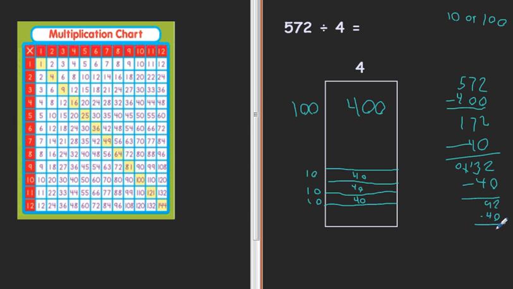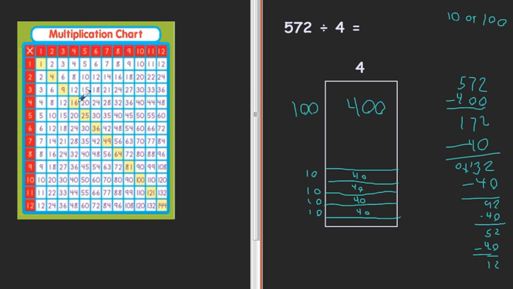2 minus 0 is 2. 9 minus 4 is 5. I'm getting closer, but I can do that 10 again, so let's do the 10 again. 10. It leaves me 40. Little sliver again. Alright, so now I'm 40 again, which leaves me with 12. 2 minus 0 is 2. 5 minus 4 is 1. So which leaves me with 12.